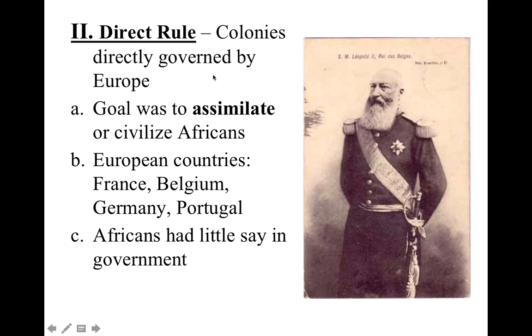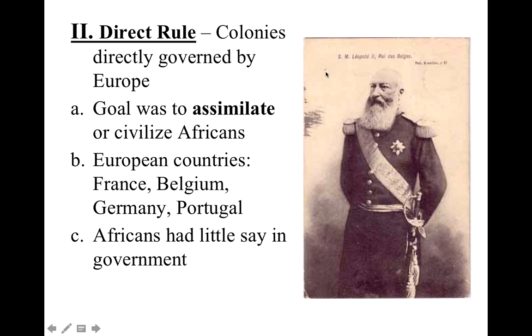The next is a direct rule colony, and that is the ones that are directly governed by Europe. The goal was to assimilate or civilize the Africans, which we talked about before. They thought they were doing a good thing for them, and as a result of that, that's why they went ahead and took them over. European countries like France, Belgium, Germany, and Portugal were some of them, and Africans had little say in the government.